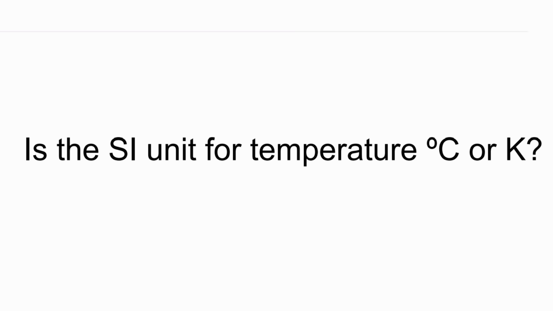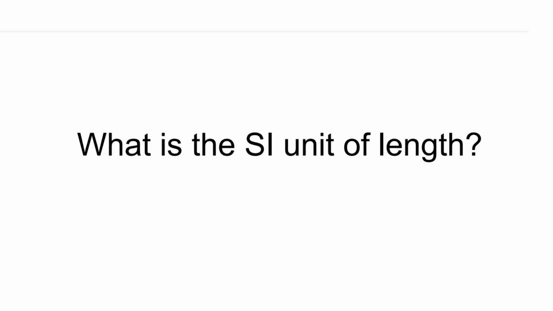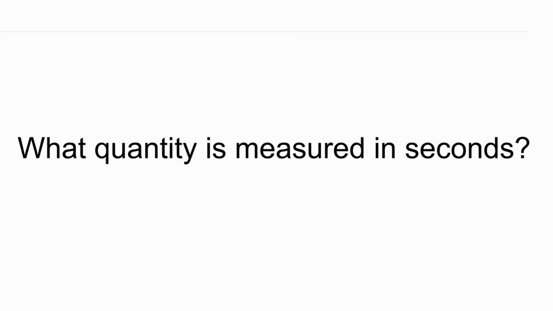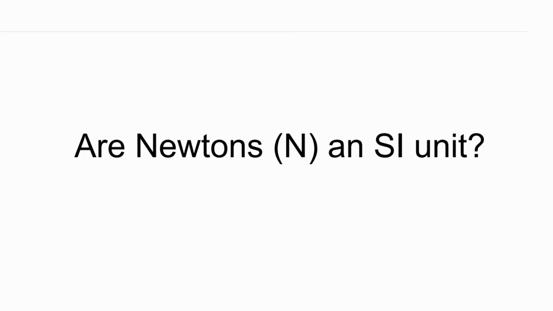Is the SI unit for temperature degree centigrade or Kelvin? It's very important to know that it's only Kelvin, not degree centigrade. You need to convert from degree centigrade to Kelvin. What is the SI unit of length? It is obviously meters, and that's what we have learned in the video previously in chapter 1. What quantity is measured in seconds? That's very simple. It is time which is measured in seconds. If it is given in minutes or hours, you need to convert into seconds.